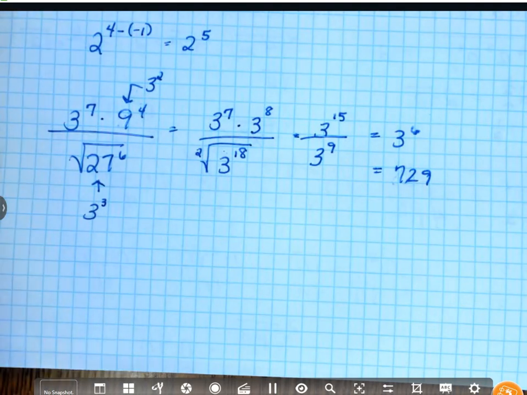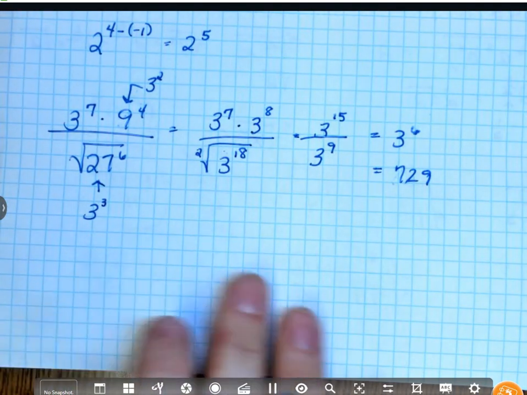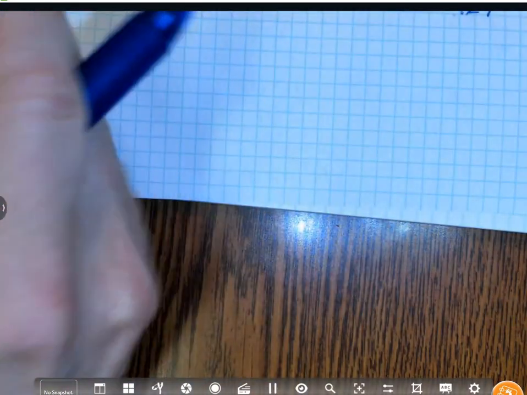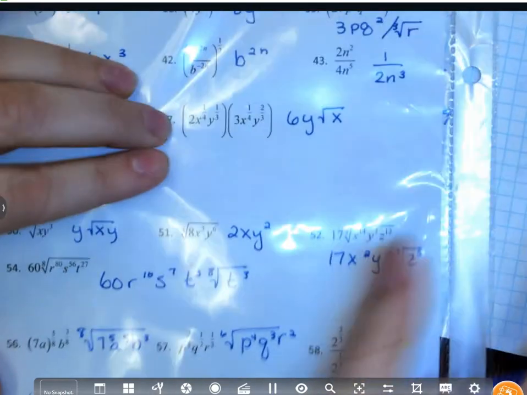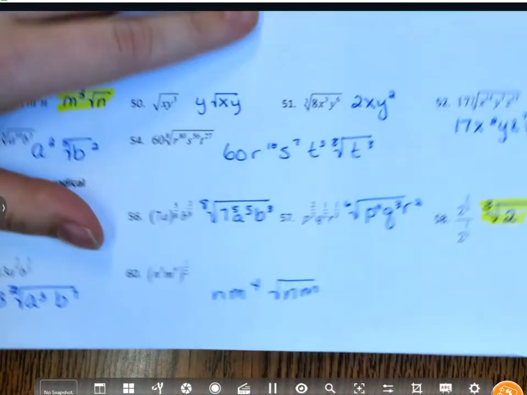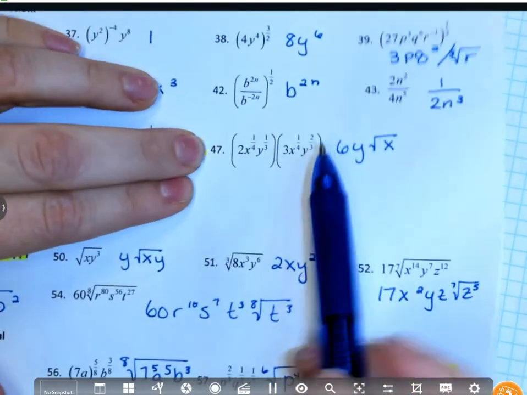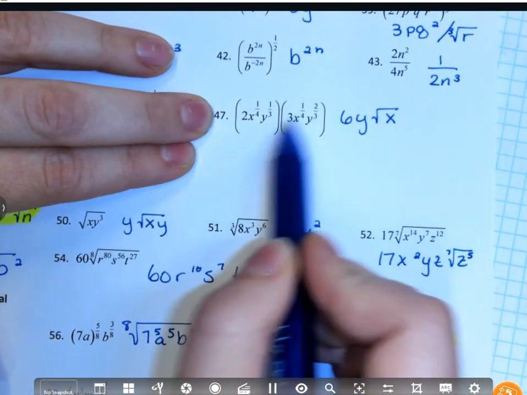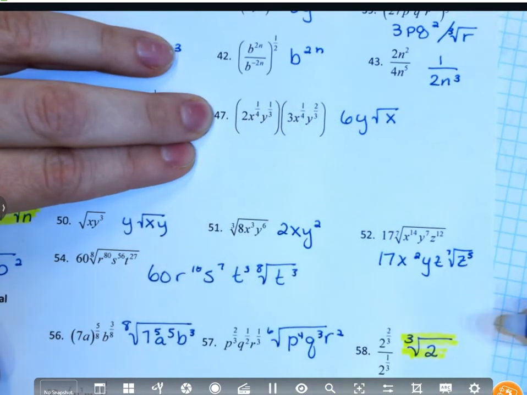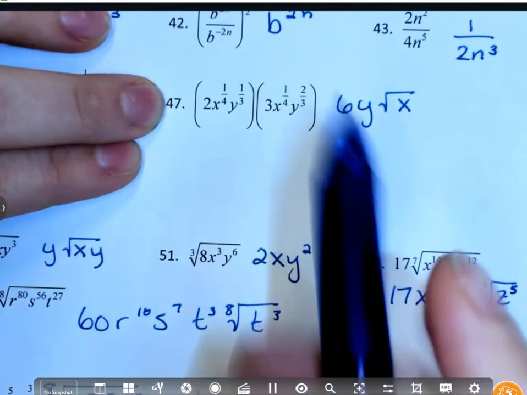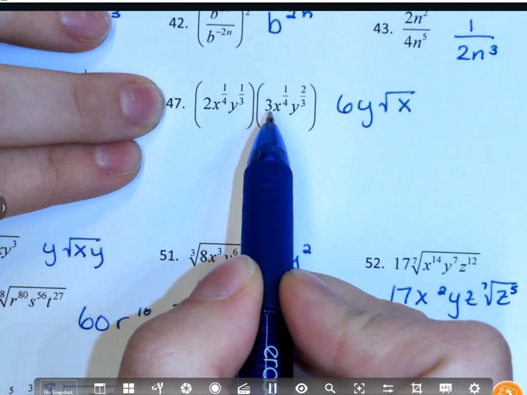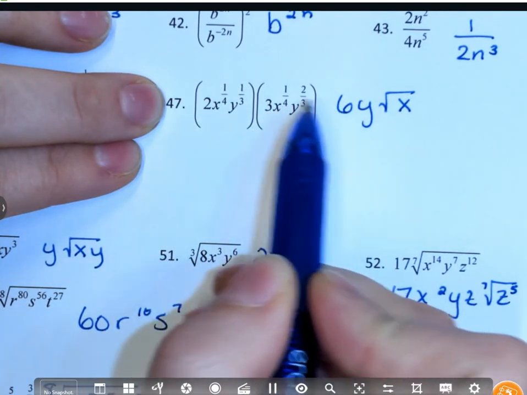Okay, last question. Number 47. I'm just going to pull it over so you guys can see this. This was like that problem from the warm-up. You don't have any guy on the outside here, so I can really just think about this as dropping the parentheses. And if I drop the parentheses, 2 times 3 is 6.